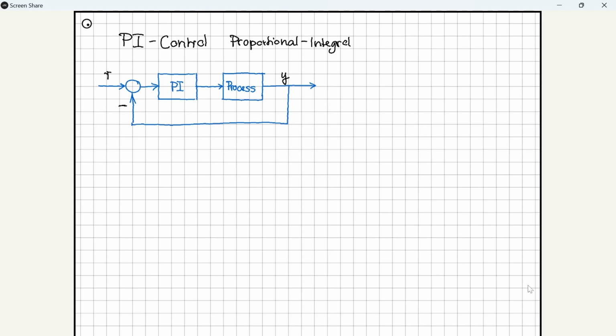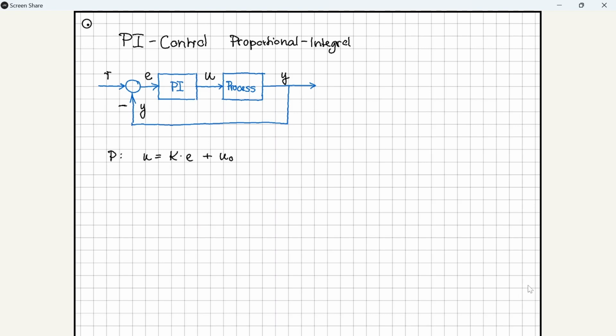In process control, we most often want to keep a physical variable y at a reference value r, and we do this by comparing it to the current measurement y, then using the error e to make a decision on what the input to our process should be. The P controller computes the control signal U proportionally to the error. U equals K times e plus U0.